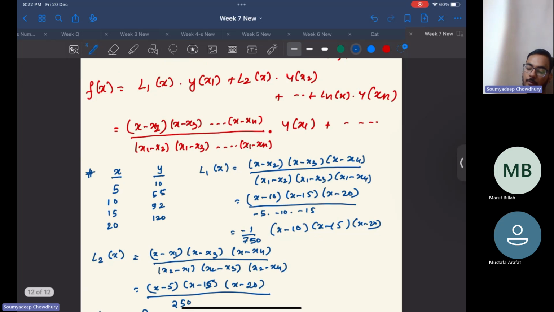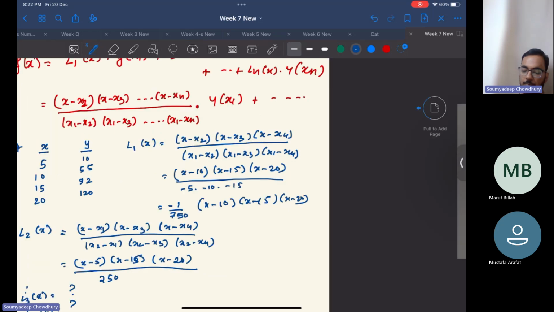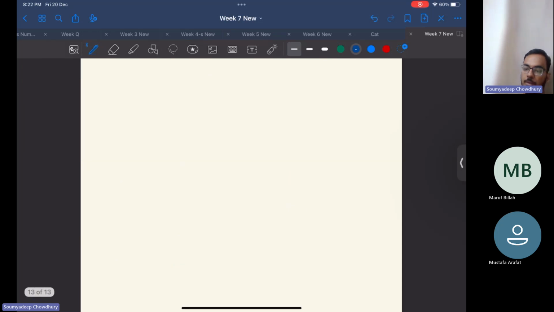Y of x1 is 10, y of x2 is 55, y of x3 is 92, and y of x4 is 120. For this, the MATLAB codes I'll show you in the next class. Today we will just complete the theory part, and next class we'll show the MATLAB code. There is one more concept here, one more polynomial, which is called Newton's divided difference formula.